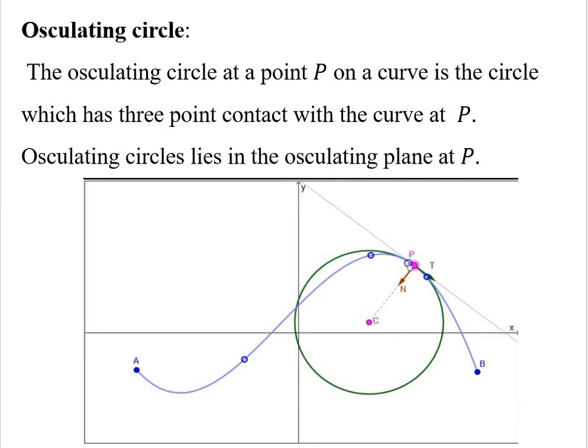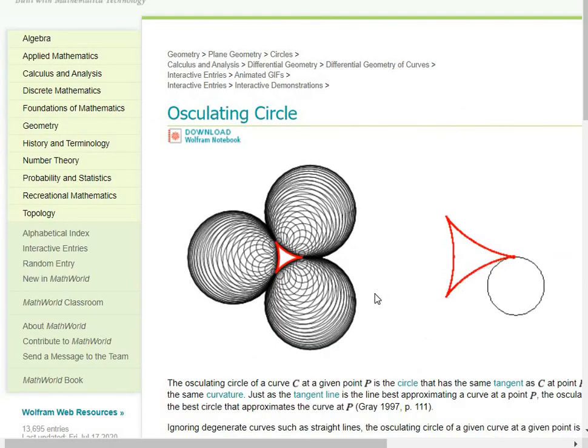Now let us see it in video form. This is the curve; the point is moving, and it gives such a curve, and it looks like this, which is called an osculating circle.